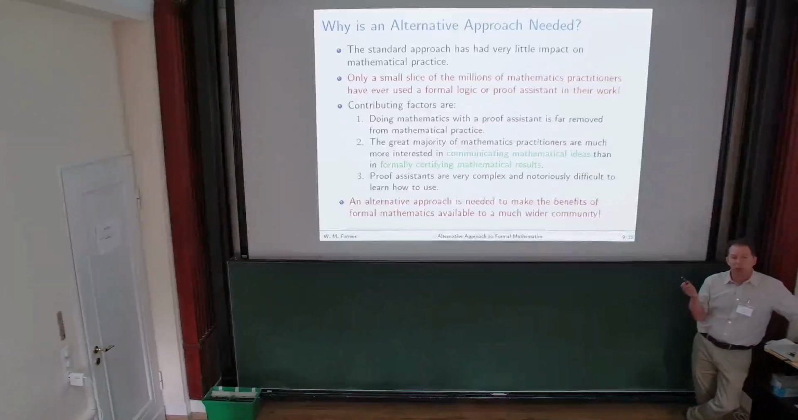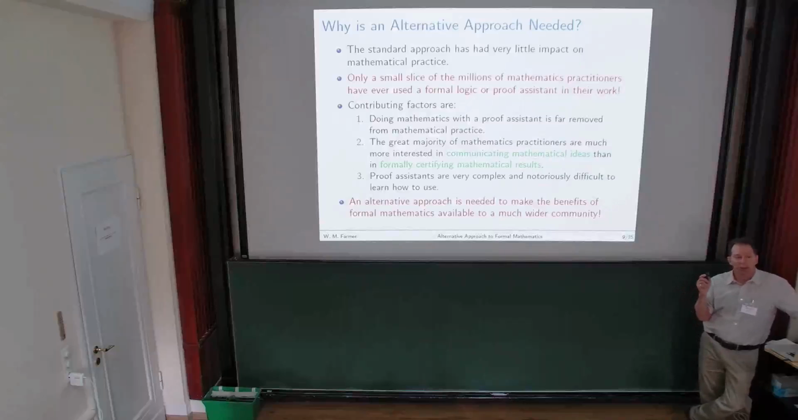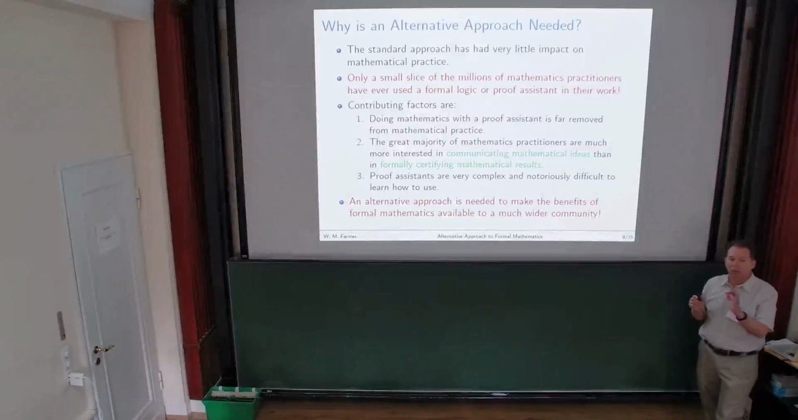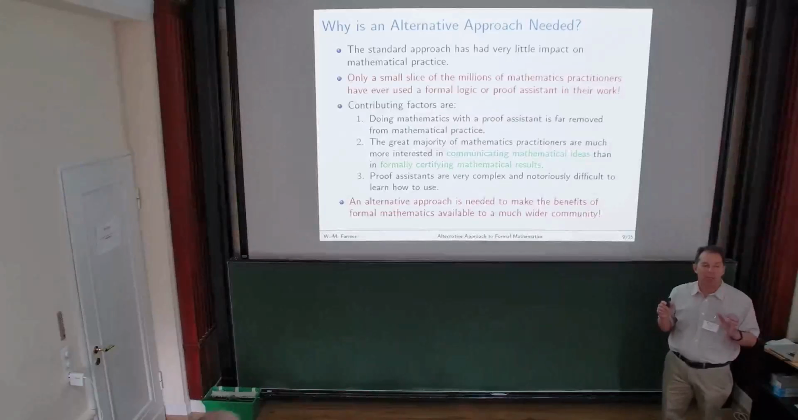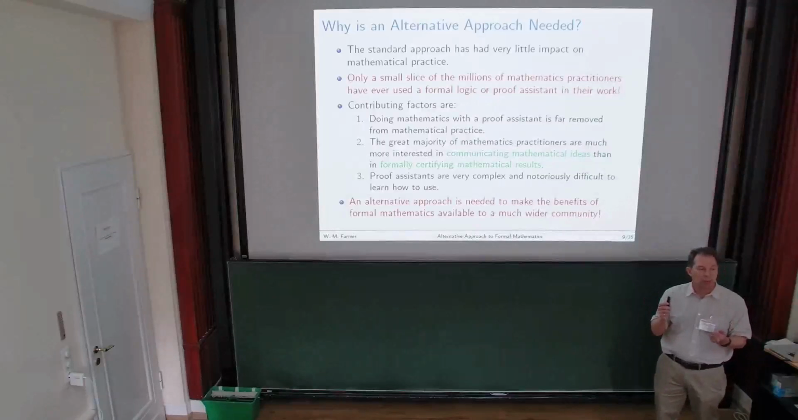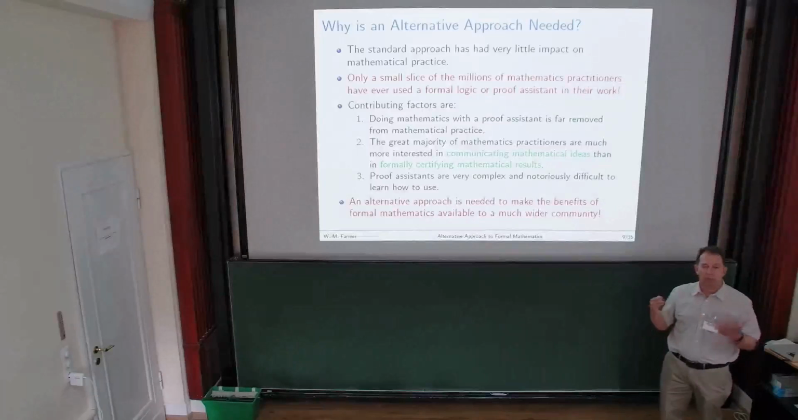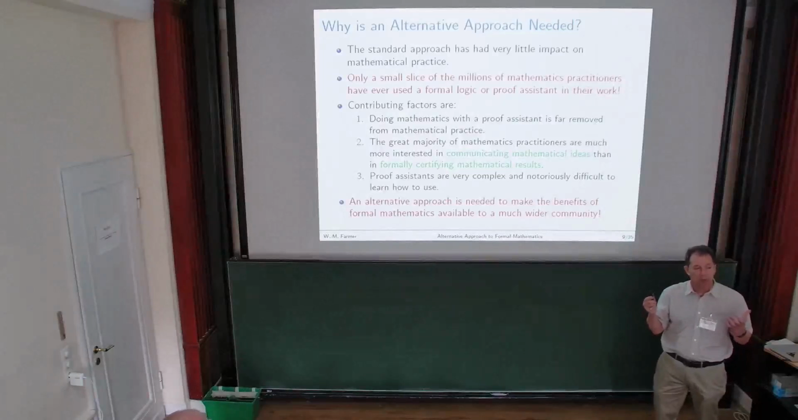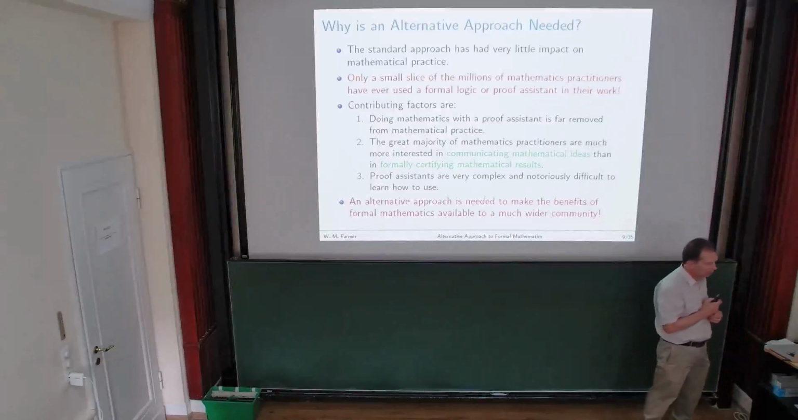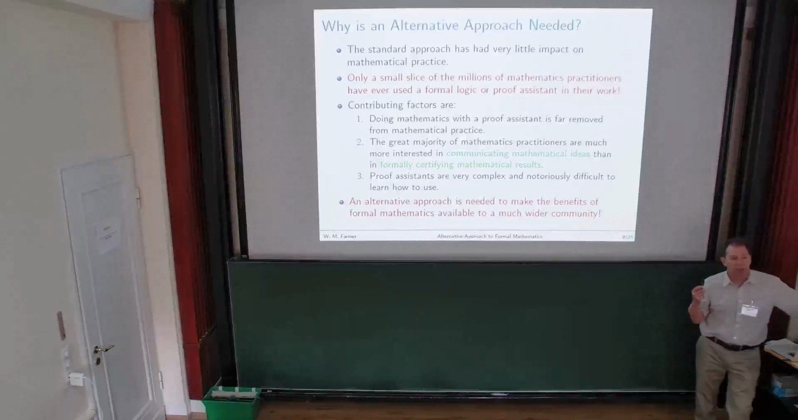Probably the first reason is using a proof assistant is a lot different than standard mathematical practice. It's just not the same way people do mathematics. Another thing is I will claim that most mathematics practitioners, and I'm including mathematicians, engineers, scientists, computer scientists, most of these people, they're much more interested in communication than certification. For instance, an engineer who wants to write a precise specification of some system they're interested in, they want to communicate what that system is, foremost. They're not worried about checking every detail. They're really worried about communication.